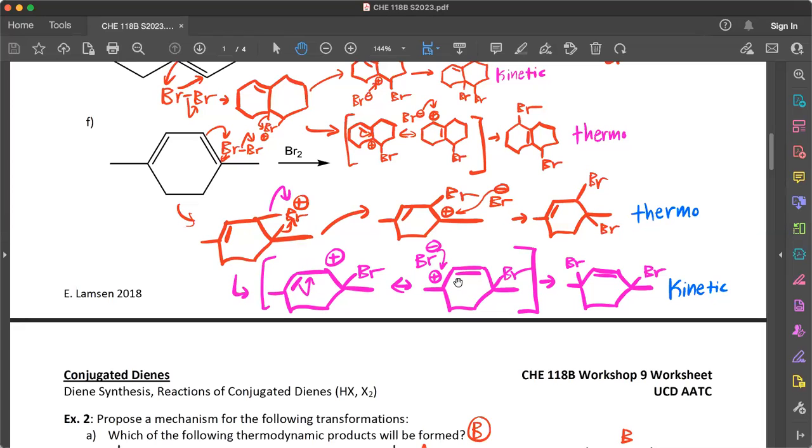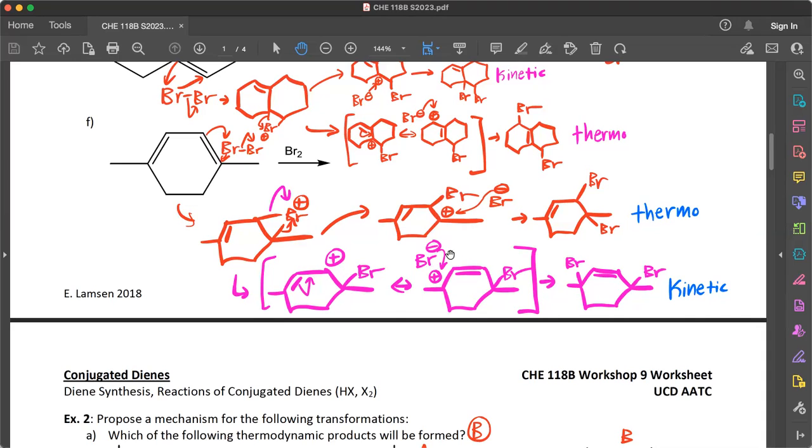So since this carbocation is allylic, it could move around these three carbons here. And if it's delocalized, then it's more stable than this localized tertiary carbocation here. This tertiary carbocation cannot do resonance, which makes it less stable than the secondary carbocation that can do resonance. So this is why this is the kinetic product here.